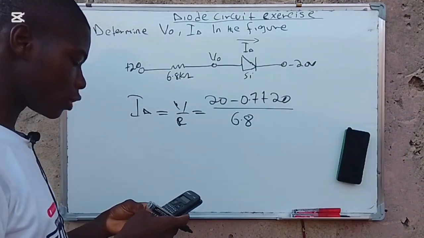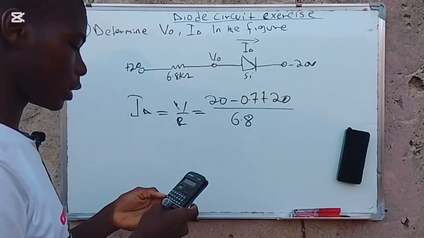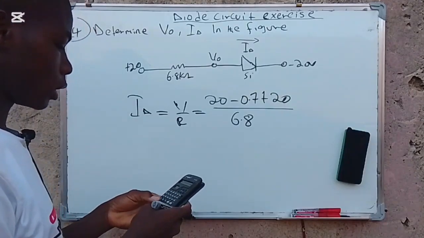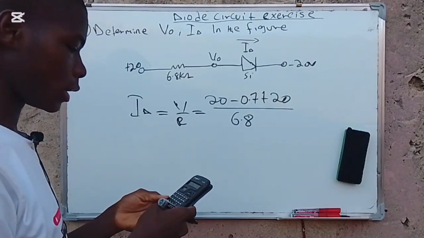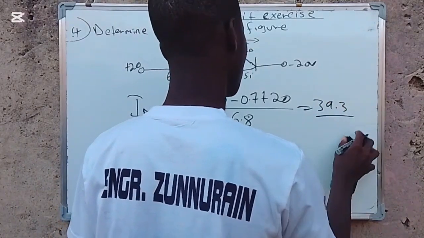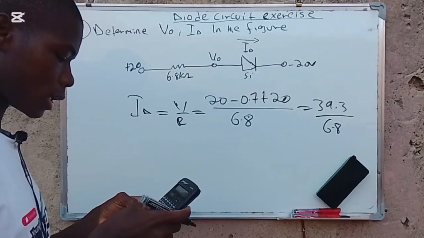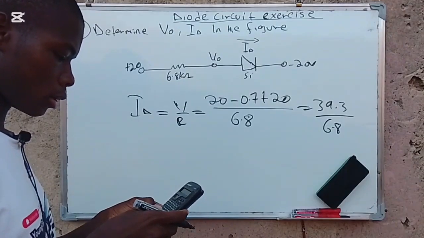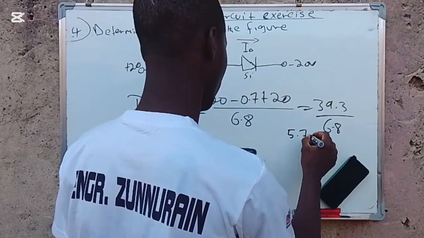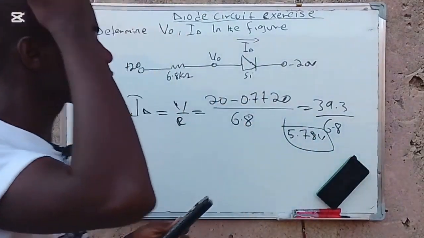So therefore if I say 20 minus 0.7, it will give me 19. So therefore I will say plus 20. So this should now be 39.3 divided by 6.8. So this should now be 5.78 volts.